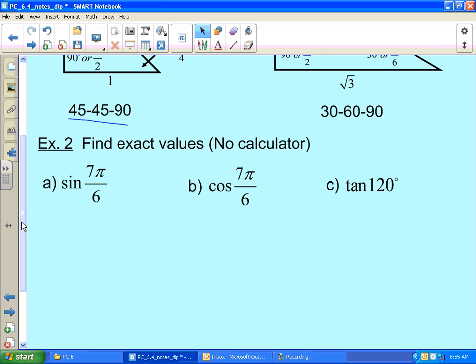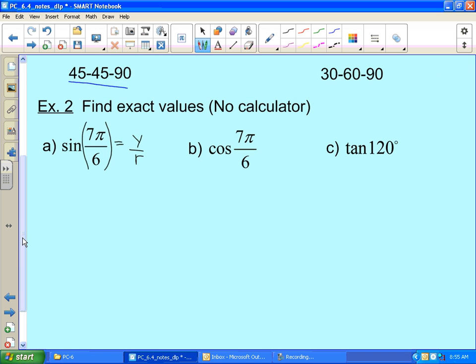We're going to find out what are the exact values, meaning in this problem, when I say what are the exact values, I am asking you for the ratios. So in this case, for problem A, I have the angle theta, which just happens to be, in radians, 7 pi over 6. So sine of an angle is equal to a ratio. And so we are looking for that ratio value.